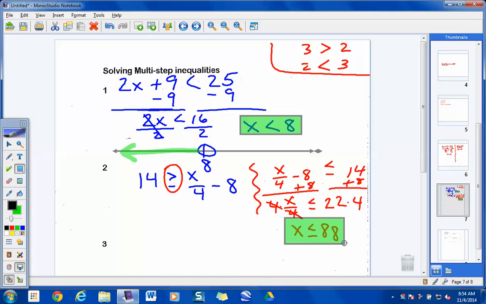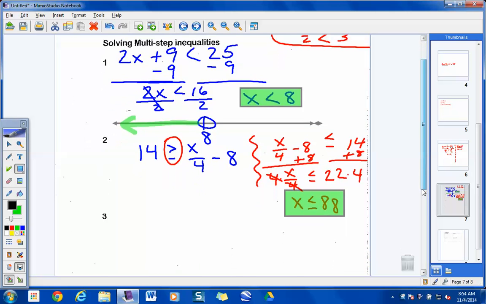Guys, really, this is the same thing as solving equations. We just have a couple special rules that apply to inequalities, don't we? Same exact thing as equations. We just have some rules to apply to inequalities, all right? 3 and 4.